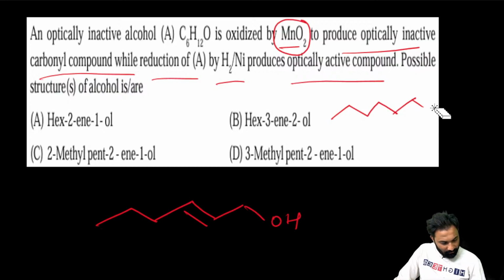2-en-1-ol is saying, if it is saying this is 2-en-1-ol and this is a 3-ene. Then after that, to produce the optically inactive compound is saying. Then after that, the carbonyl compound which is reduced by H2/Ni produces the optically active compound is saying.